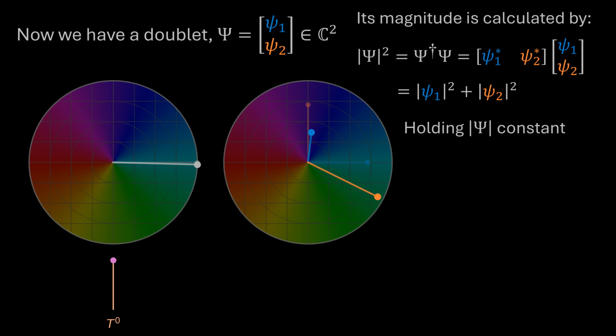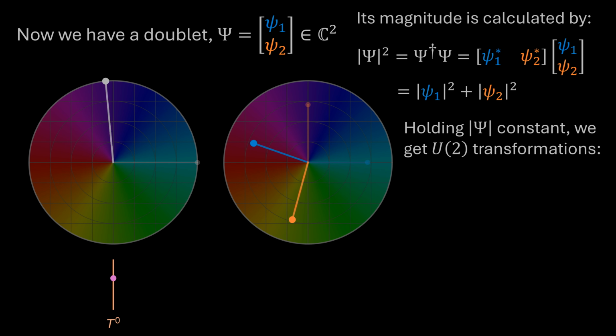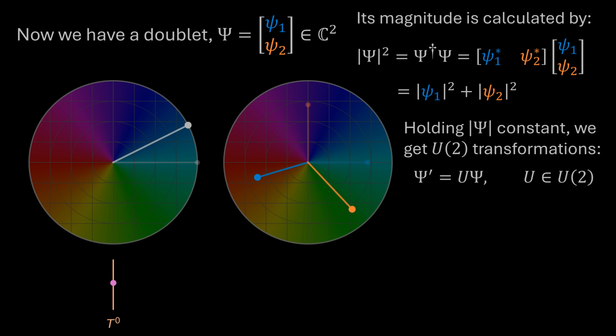So if we're holding the magnitude of psi constant, then these are called U2 transformations. And we can write that as the transformed doublet psi prime equals U times psi, where U is a 2x2 unitary matrix. And in a moment, we'll get into the definition of what exactly is a unitary matrix, what are its properties, what kind of matrix it is.